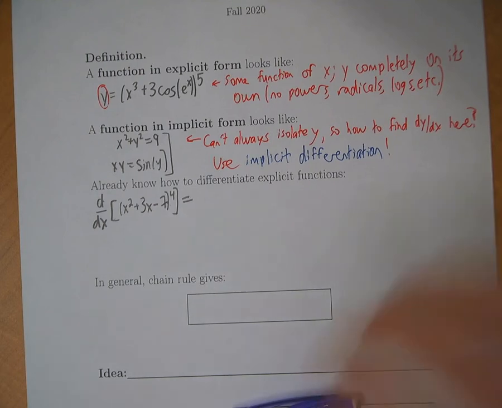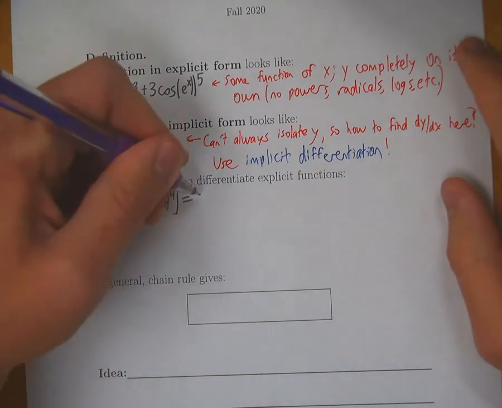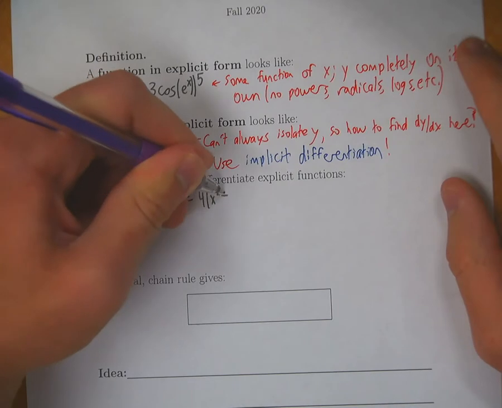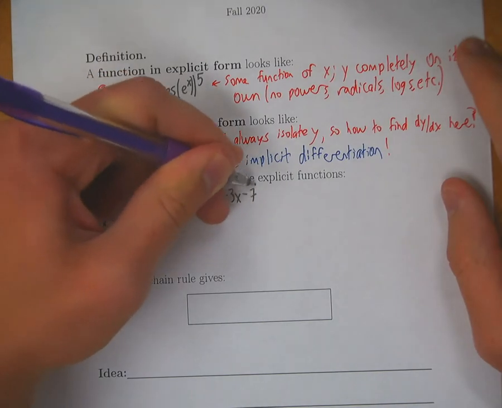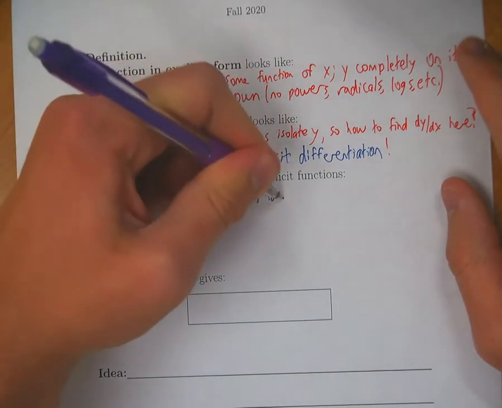I got 4 times the quantity of x squared plus 3x minus 7 to the third power times 2x plus 3. Okay.